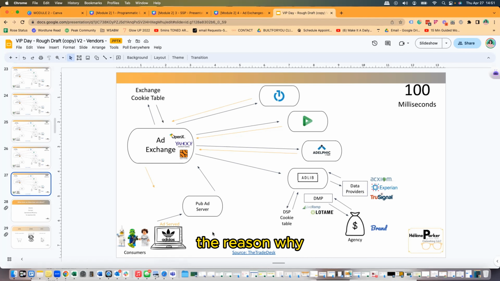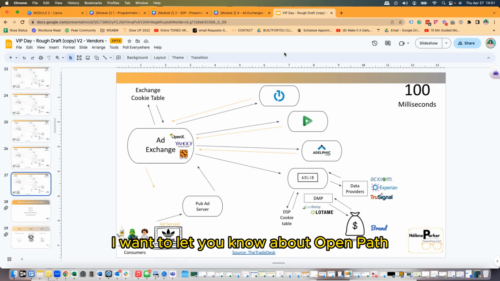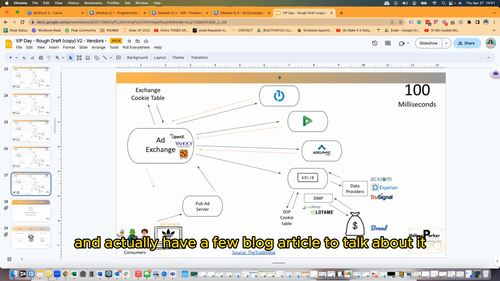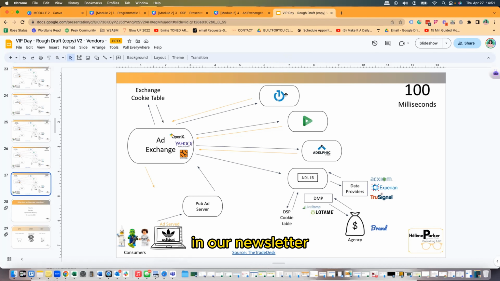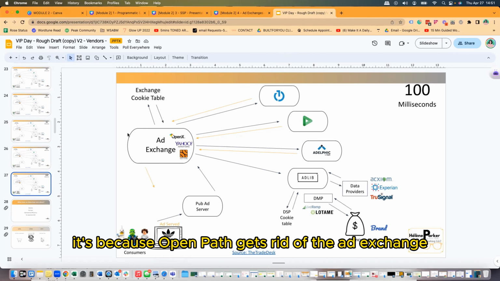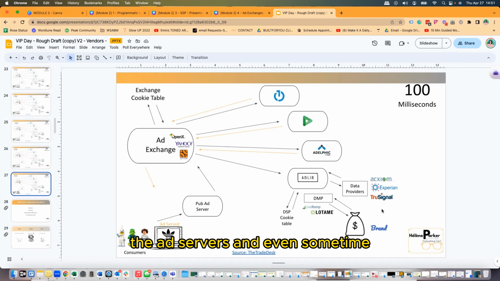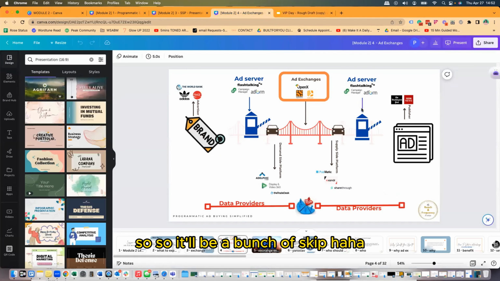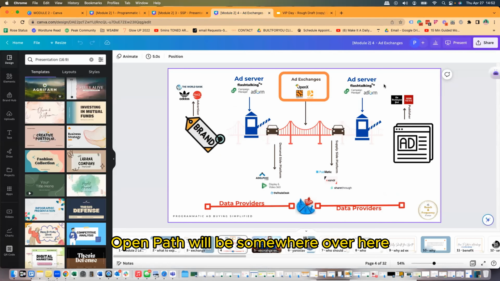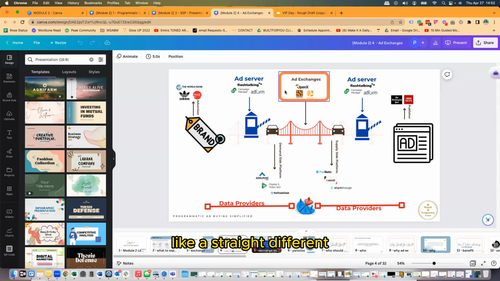The reason why I want to let you know about OpenPath, and I actually have a few blog articles to talk about it and explain it in our newsletter and website now, is because OpenPath gets rid of the ad exchange, the ad servers, and even sometimes the data providers. So it's like one clean shot. Think of it as an HOV lane directly to the publisher. So there'll be a bunch of skip. OpenPath will be somewhere over here, and then it'll be a straight, different path.